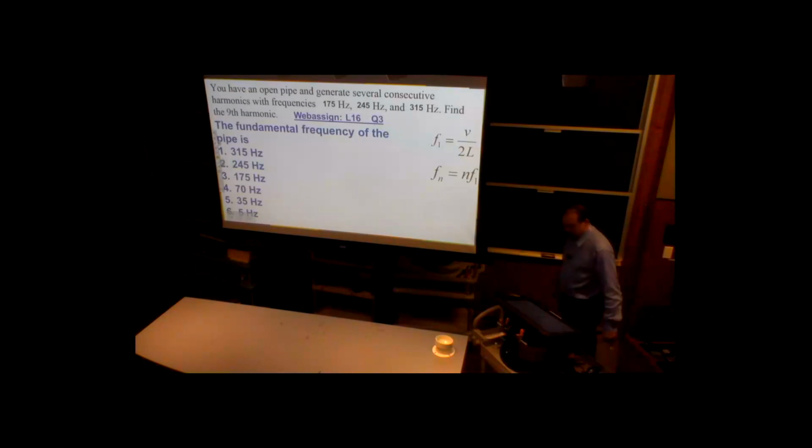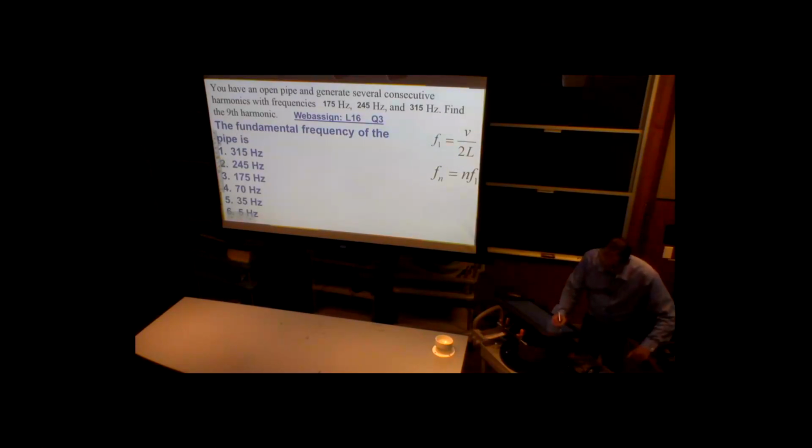175 hertz. Do you think it's a fundamental? Well, we don't know. If we don't know, we can't make any assumption. So 175, if it's not a fundamental, what harmonic is it? Do you know? Can you tell me?